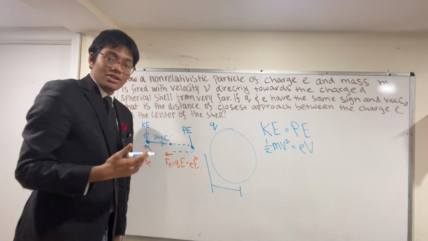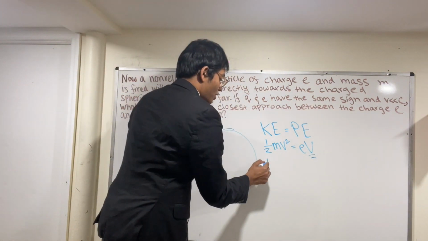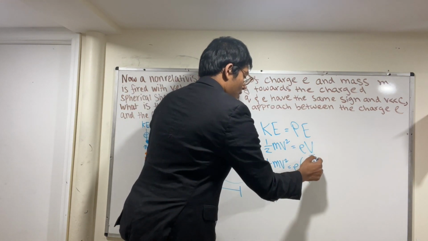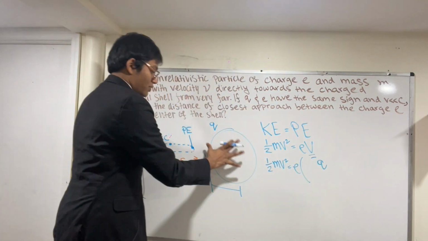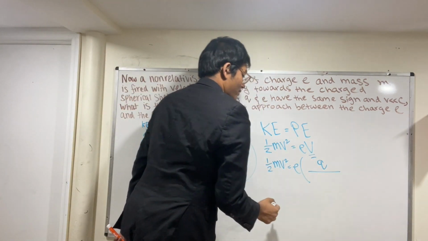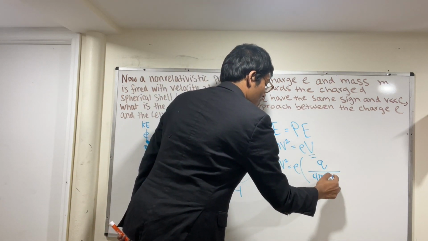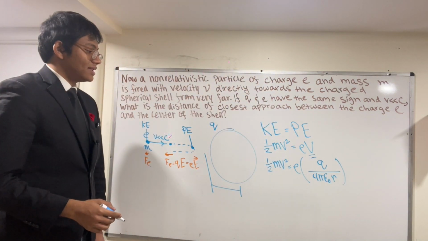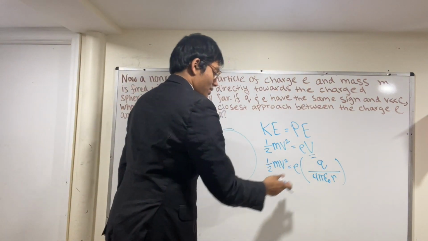So the electric potential for a point charge is going to be, rather we want the potential from this, not the potential of the charge itself. Q over 4 pi epsilon naught R, not R squared. I almost wrote that down instead. And now all we have to do is solve for R. So let's go ahead and do it.